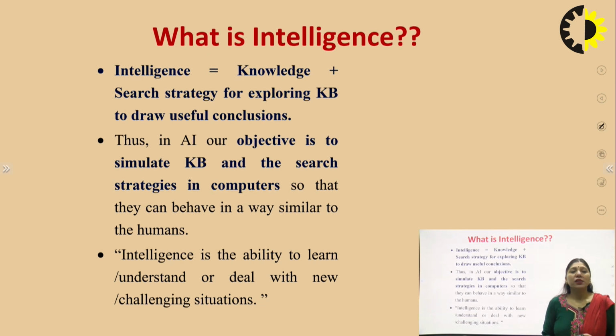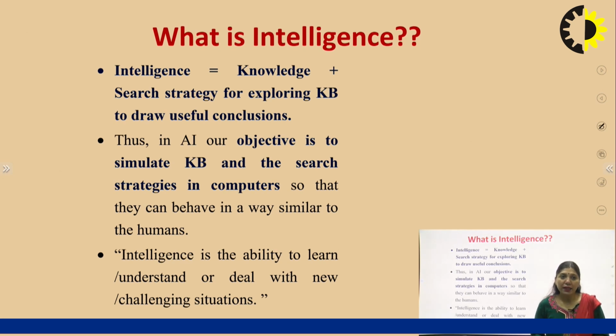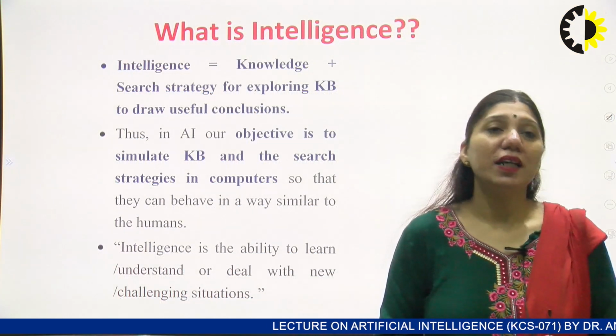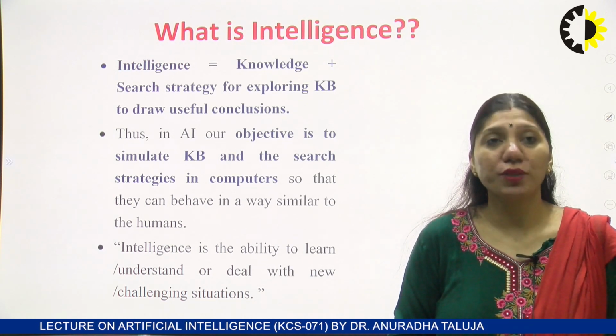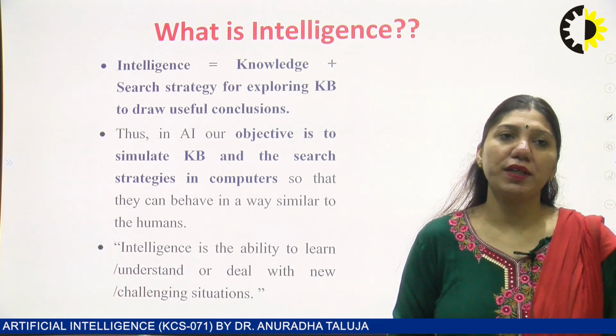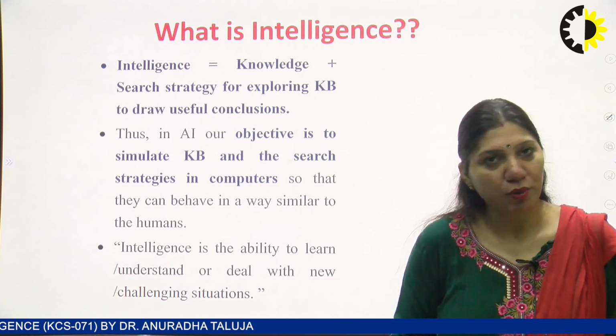Okay? So thus in AI, our objective is to simulate knowledge base and the search strategies in computer so that they can behave in a way similar to the humans. Isn't it? जैसे कि आपके humans काम करते हैं, definitely हम वही चाहते हैं कि आपकी machines भी वैसे काम करें. इसीलिए it's mentioned as objective is to simulate knowledge base and the search strategies in your computer itself.